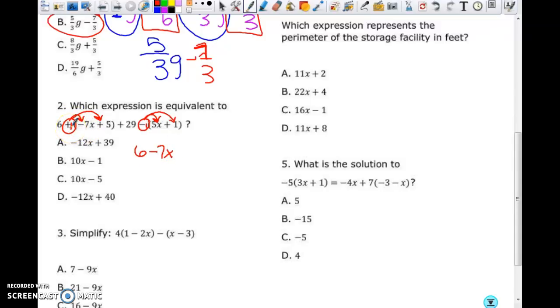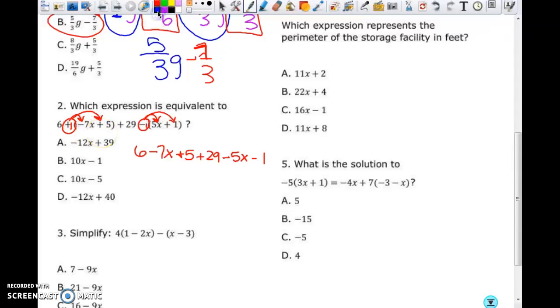And again, the 1 to the 5 doesn't change anything. I still have a positive 5. Bring down my plus 29. All right, this is where the negative 1 we need to distribute. It will change. A negative 1 times a positive 5x is a negative 5x. And a negative 1 times a positive 1 is a negative 1. Okay, so we have to distribute the negative 1. The positive 1 is fine. Everything else stays the same.